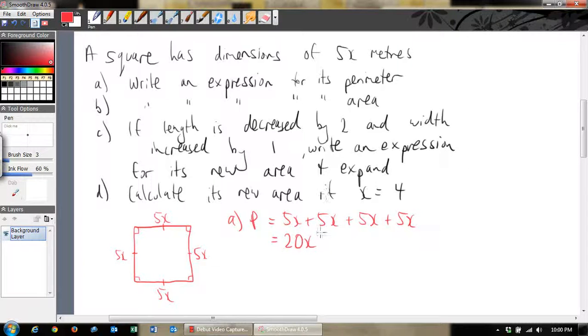Now be really careful here. Always write your units in here. We've been told that it's 5x meters, so the perimeter is 20x meters. Great. Part B, write an expression for the area.